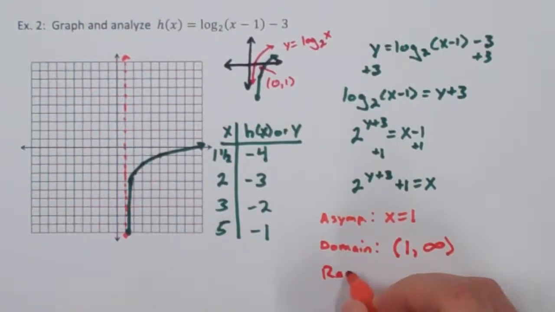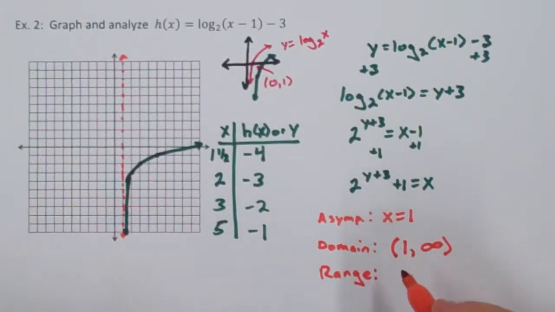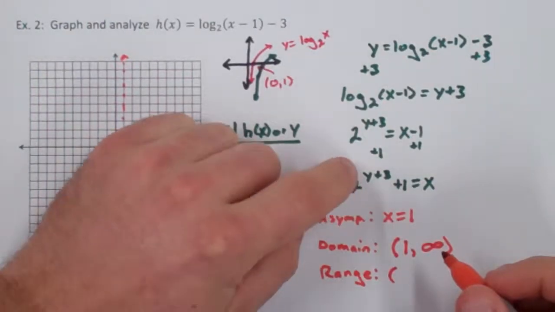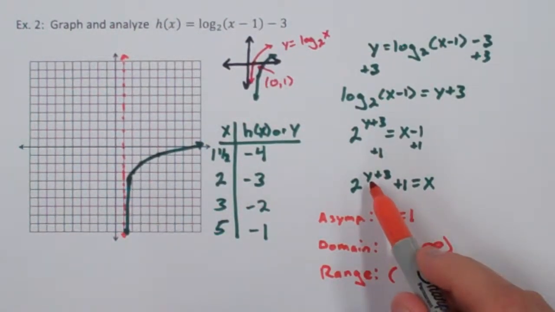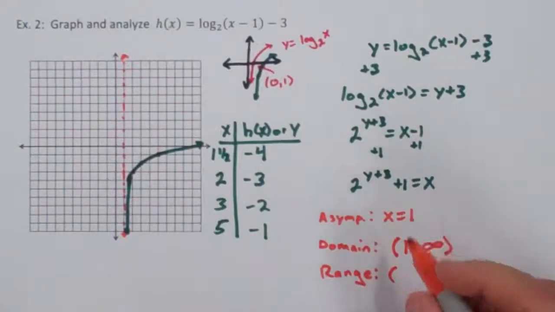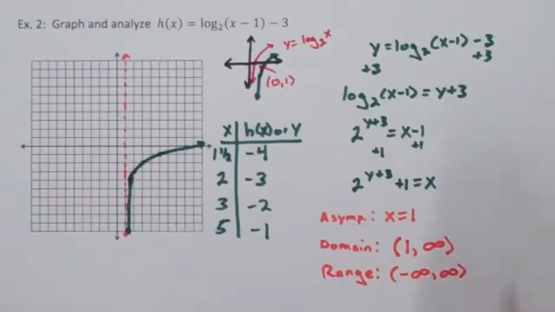For the range then, actually the graph in green here, any value of y is possible. And you can see also that when we change this log form into an exponential, the exponent position really could be just about any number you want to pick, any real number would work for this. So we can write negative infinity to infinity in interval notation.